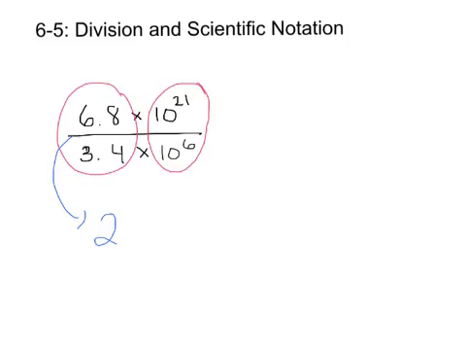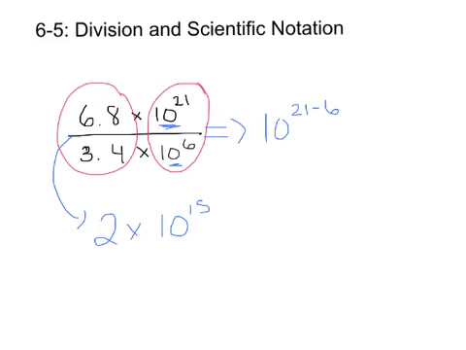And then for the second part, since I have the common base of 10, I've got 10 to the 21st and I'm going to take away 6. That's going to give me 10 to the 15th power, and so that becomes my answer. 6.8 times 10 to the 21st divided by 3.4 times 10 to the 6th is going to give me 2 times 10 to the 15th power.